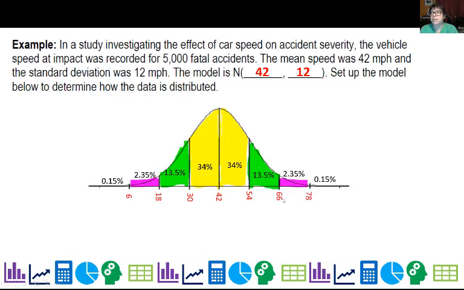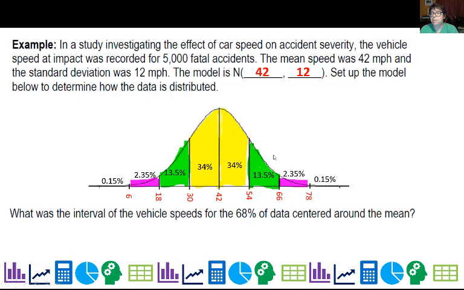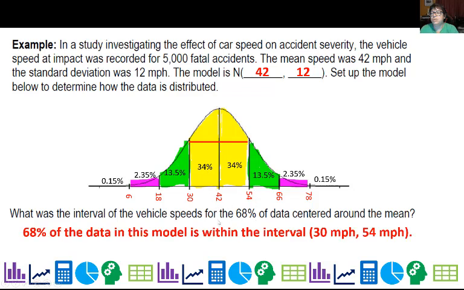until I go 3 standard deviations away. All right. What was the interval of vehicle speeds for 68% of the data? You should have memorized that that's 1 standard deviation from the mean. So it's just from 30 to 54 miles per hour. All right. So from here to there.